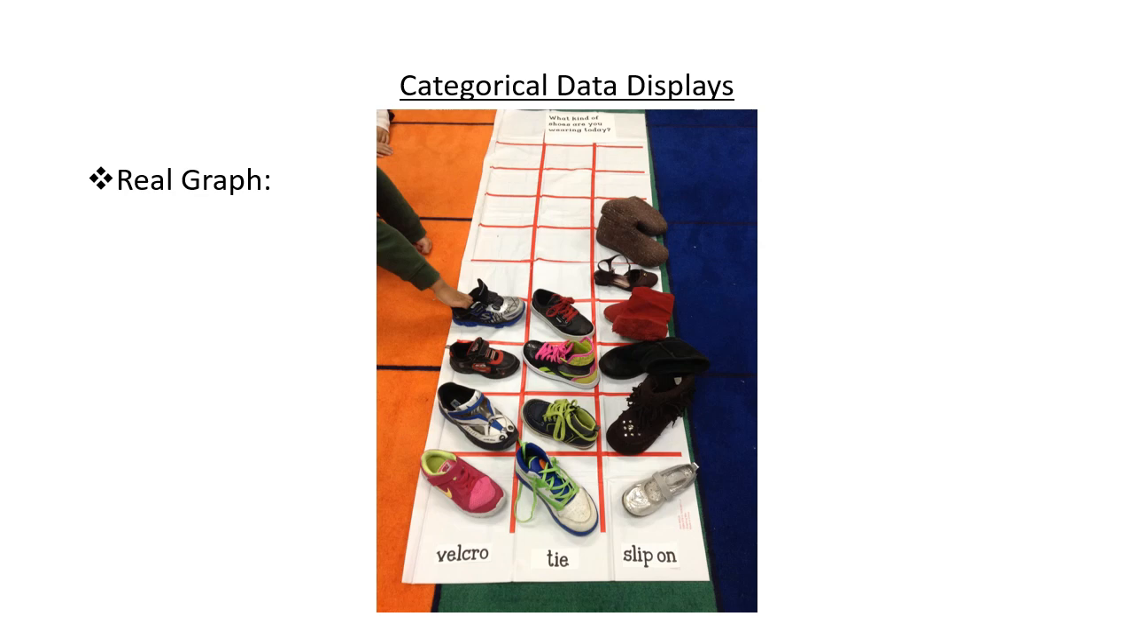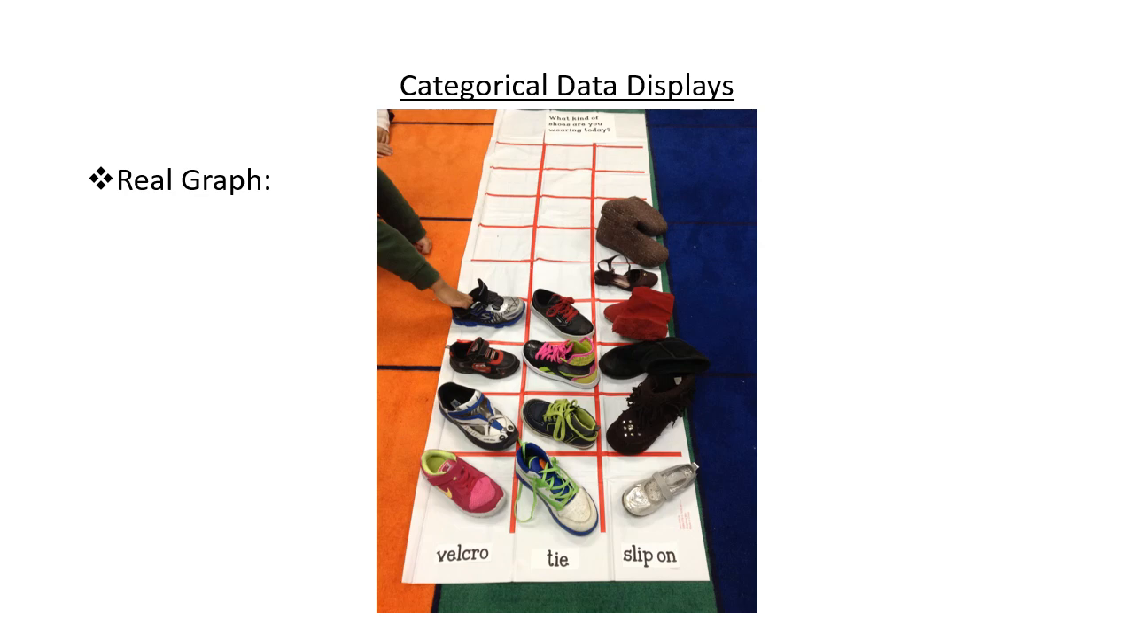You can see in this classroom example, the question was, what kind of shoes are you wearing? Are you wearing shoes that have Velcro, that have shoelaces that have to be tied up, or that are slip-on? What's making the graph are the real objects themselves. That's the real part of the real graph. We're using the real thing.